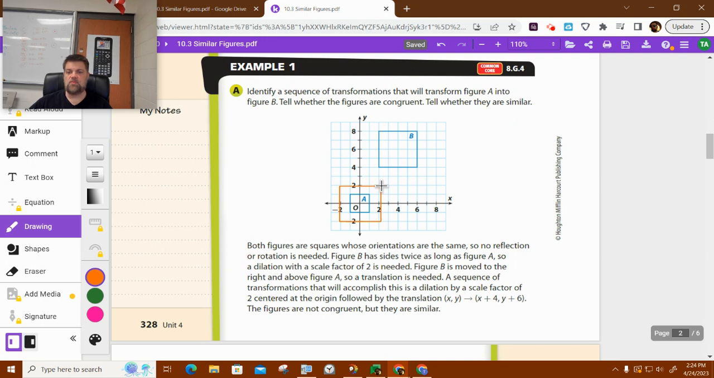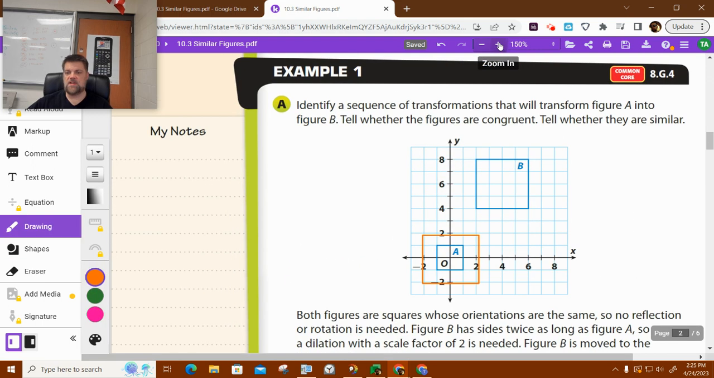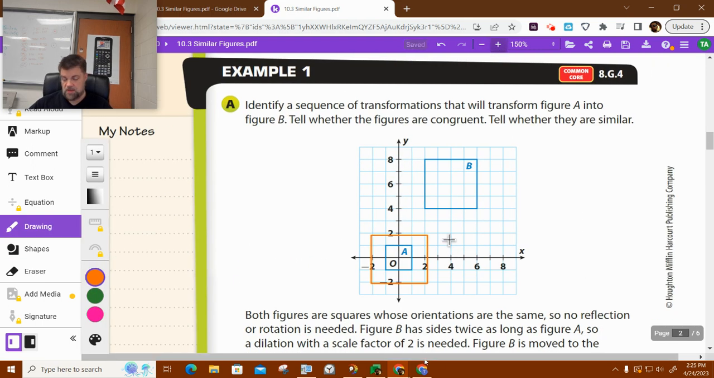Well, how far was it moved? To get from one corner to the other, from this corner, I go 1, 2, 3. Wait, let me count. Let me zoom in a little bit so we can get a better picture of this. So from here to here, I've got 1, 2, 3, 4. So that's 4 units to the right, and then I went up 1, 2, 3, 4, 5, 6. 6 units up. And this point here is (1, 1), so this point here is (2, 2).